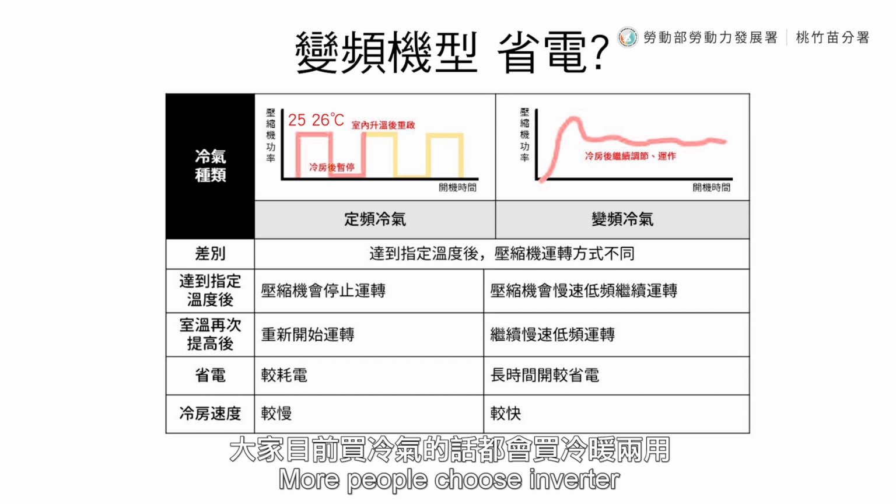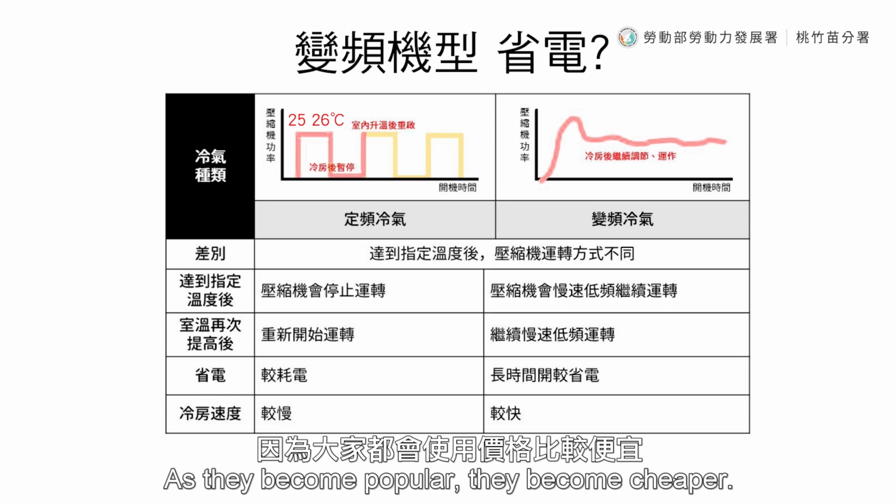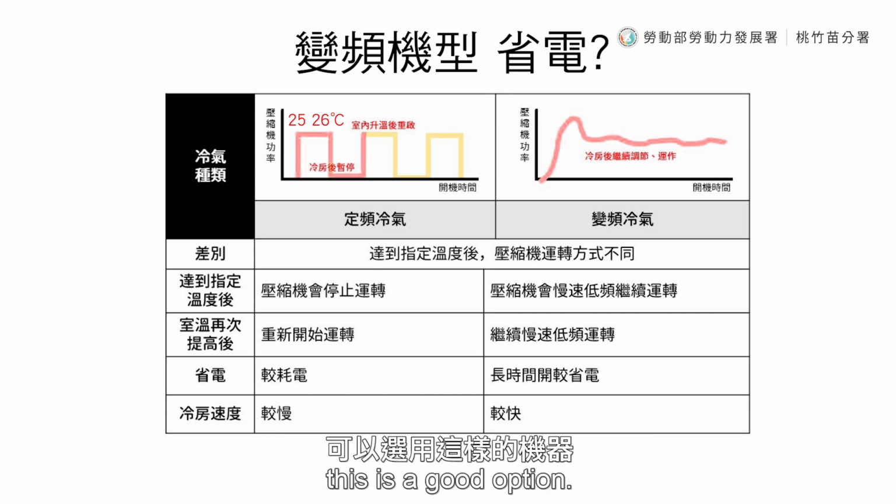Most people choose inverter HVAC units. As they become popular, they become cheaper. So when choosing an AC, this is a good option.